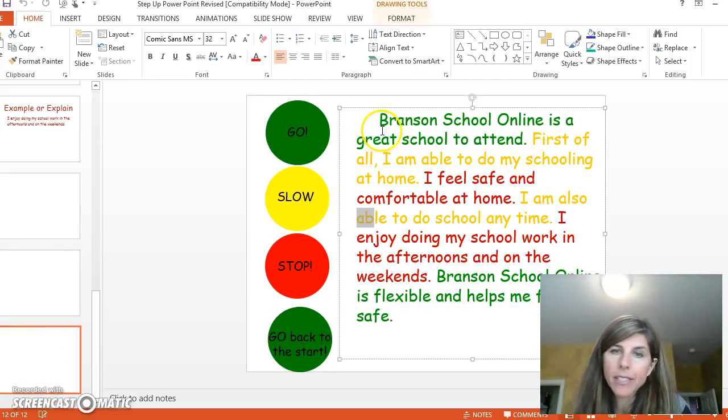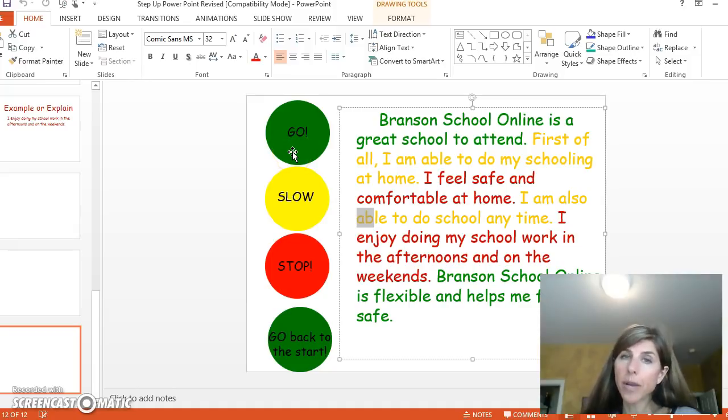Okay, so I'm at a paragraph, and you can see that they are highlighted in green, yellow, and red. So let's go ahead and read through it, and then let's take a look at each sentence. Branson School Online is a great school to attend. You can see that it is green, and the green sentence says go and tell about whatever you're answering. So if you're writing about Branson or about your school, you're talking about a prompt or a question, so you are answering it. And the green is your topic sentence. It means go write about the question or the prompt you're answering.